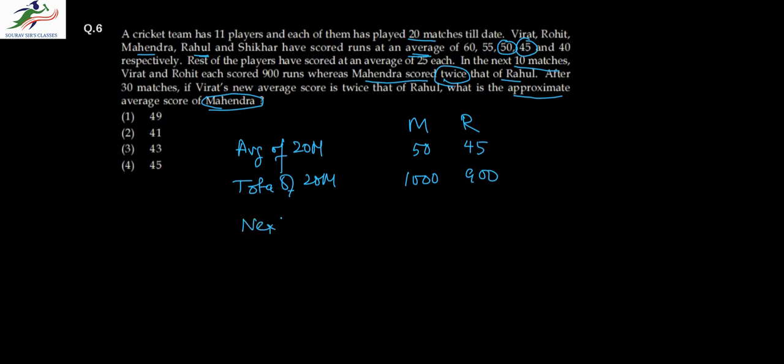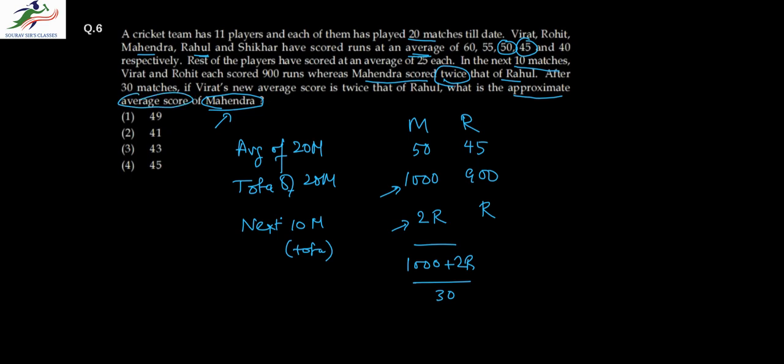And then it is said that in the next 10 matches, Mahendra scored twice that of Rahul, which means the next 10 matches total score. This is not the average. Total score, let's say Rahul is R, then Mahendra is 2R. Now therefore, the total score of Mahendra becomes 1000 plus 2R in 30 matches. So 1000 plus 2R divided by 30 is Mahendra's average score, which is being asked. So we have to find out R. Now let's see how we find out R.